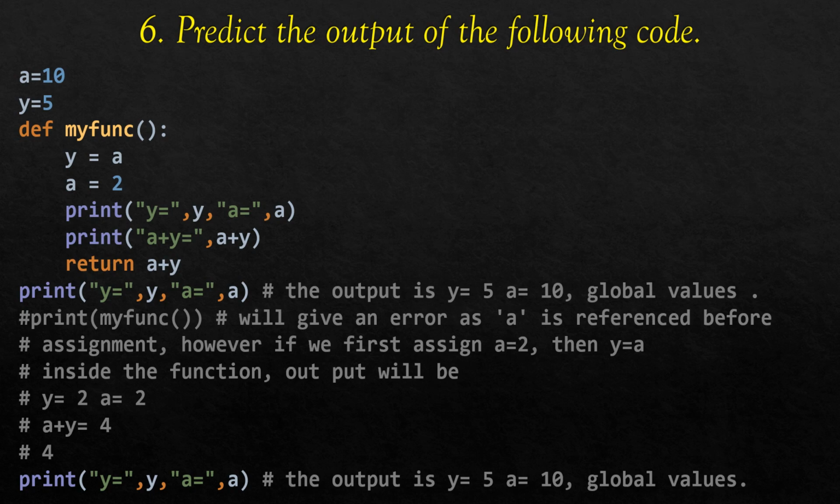However, if we first assign a is equal to 2 and then y is equal to a inside the function definition, then the output will be like this: y is equal to 2 and a is equal to 2, and a plus y is equal to 4, and it will return 4. Now, since this line will give error, I have kept it under comment. Now the last print statement, y is equal to y, a is equal to a, the output is y is equal to 5 and a is equal to 10. It will access the global values.